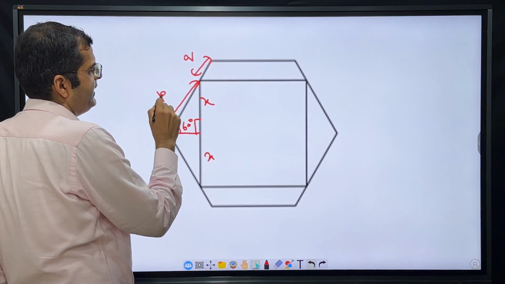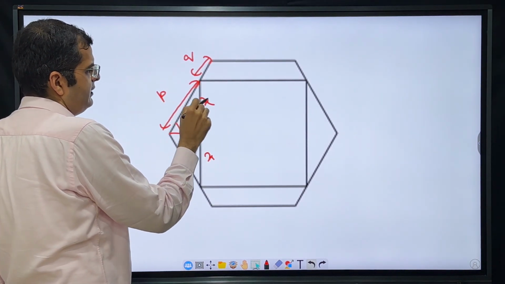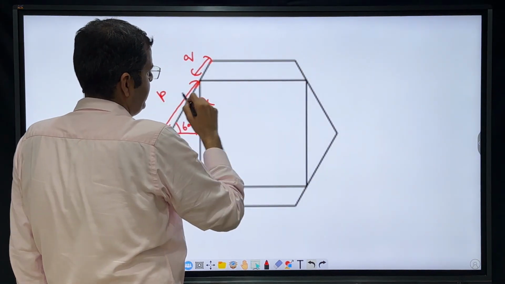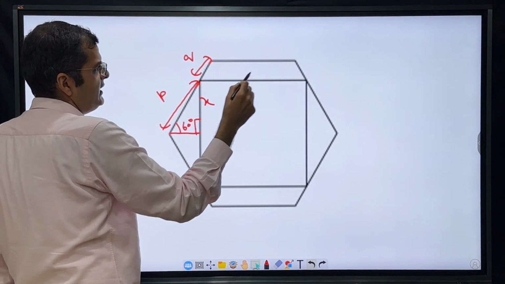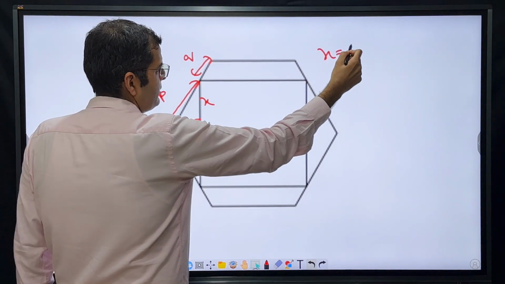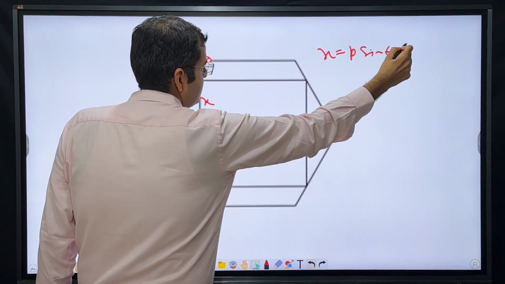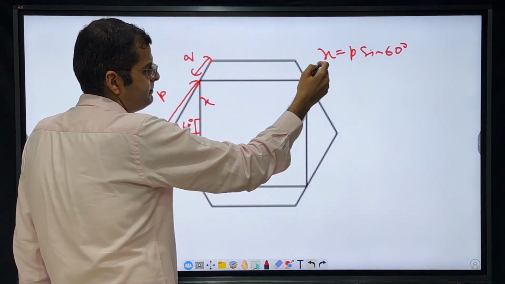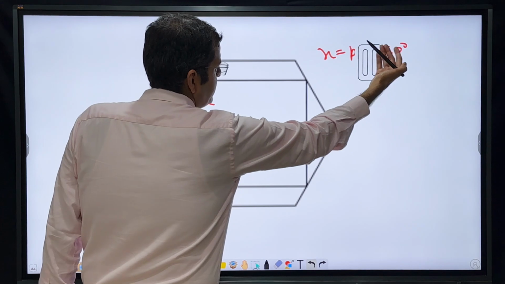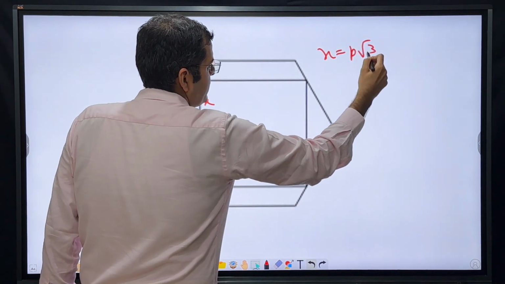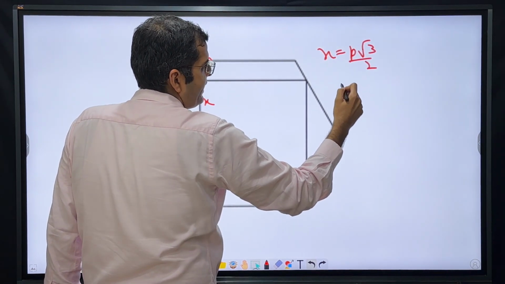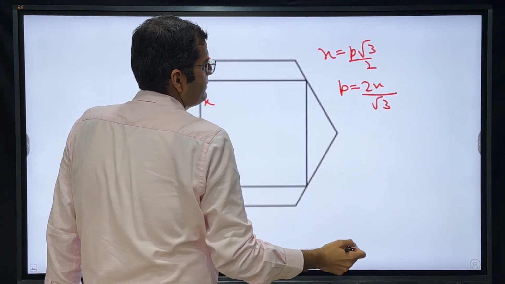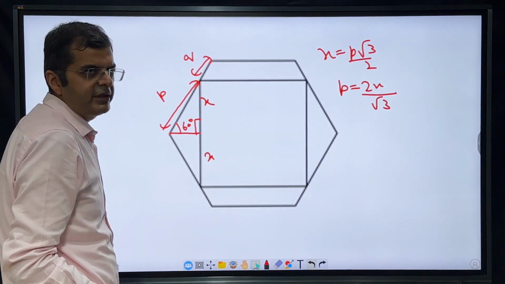Now from here I can say that in this right angle triangle of P and x, x is equal to P sine 60 degrees. This is P sine 60 degrees is x, and sine 60 degrees is root 3 by 2. So this is P into root 3 by 2. So I can say P is equal to 2x by root 3. P is equal to 2x by root 3.